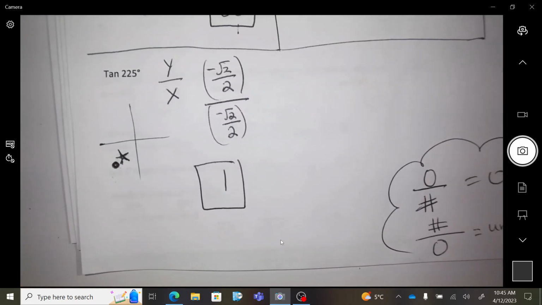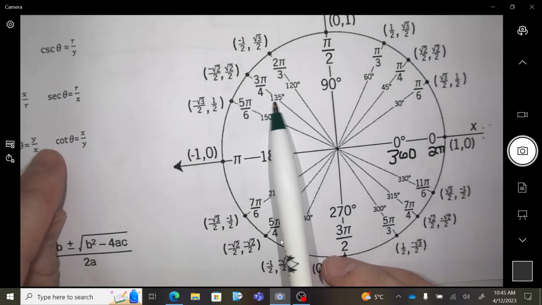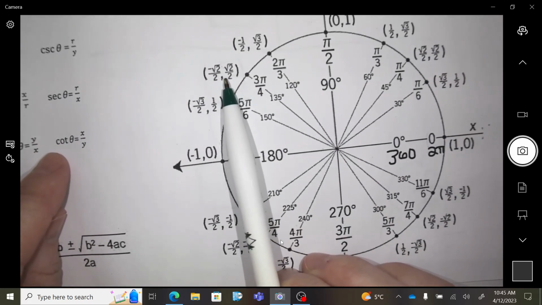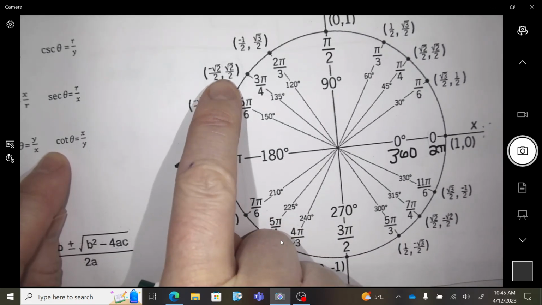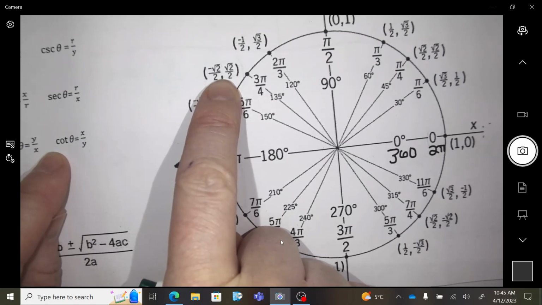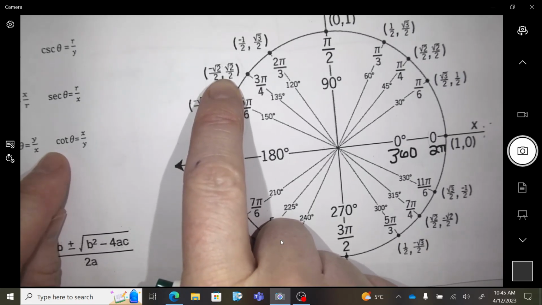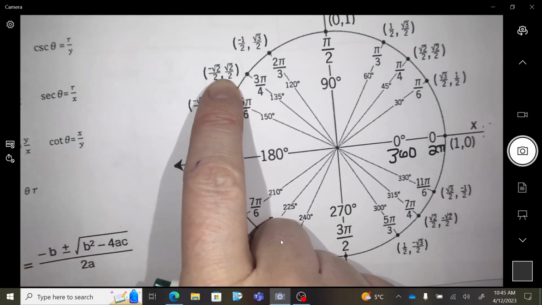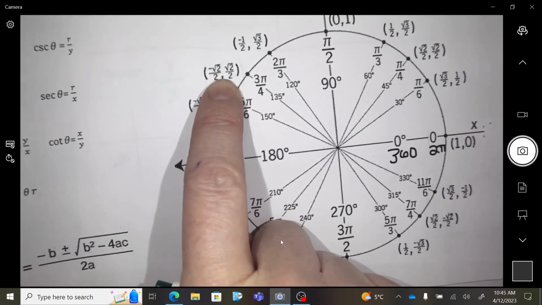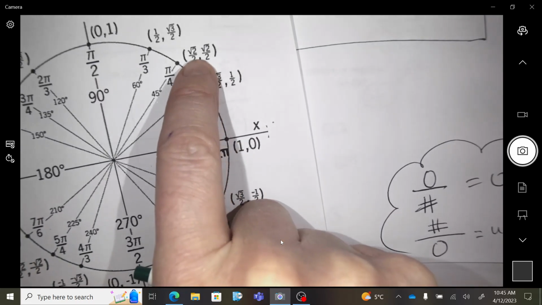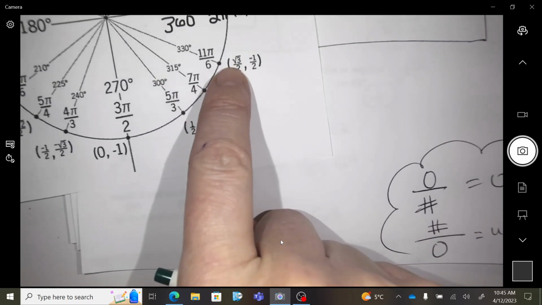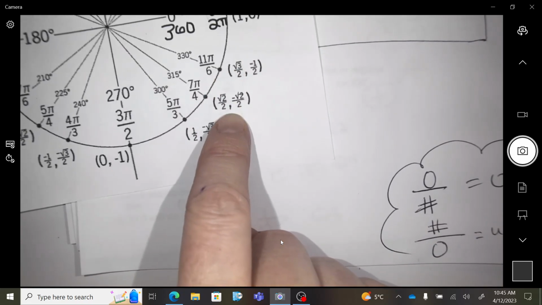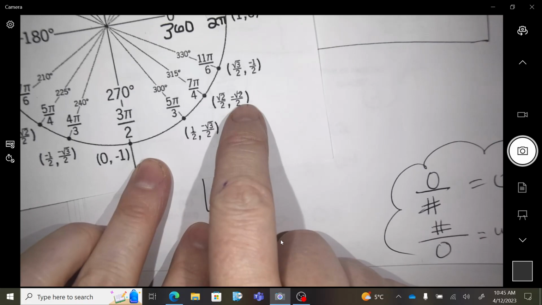Okay, quickly, what's the tan here? At 135, what would your tangent be? What's the tan here? -1, because it's in the negative quadrant. What's your tan here? +1. What's your tan here? -1. And then think about this divided by that.